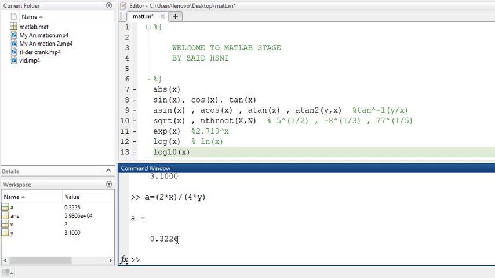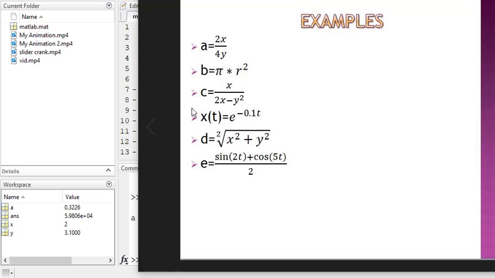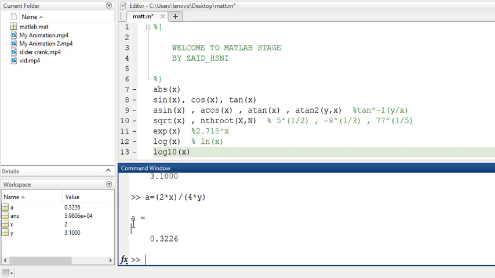The second example, b is equal to pi times r squared. We can initialize r. Let r equal 3.5. So b is equal to pi times r squared, r to the power 2. Our result is 38.4.